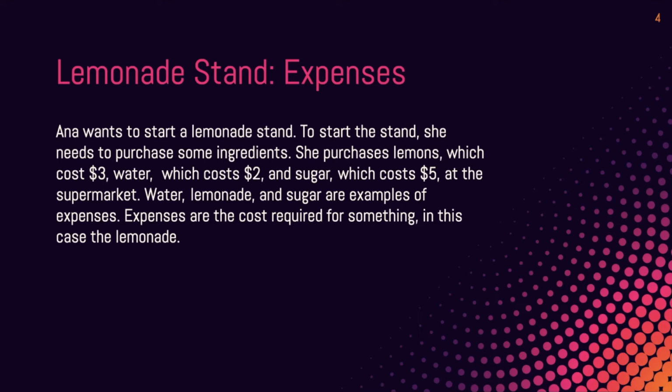Anna, a fictional character that I made up, decides that she wants to run a lemonade stand. So she goes to the grocery store and purchases the ingredients to make lemonade, which are lemons, which cost $3, water, which costs $2, and sugar, which costs $5. Water, lemons, and sugars are all examples of expenses. Expenses are the costs required for something, in this case, lemonade.